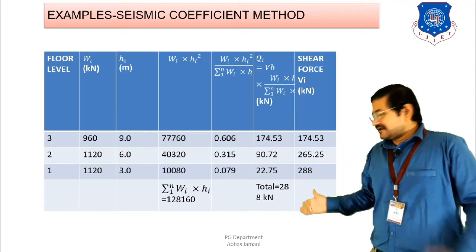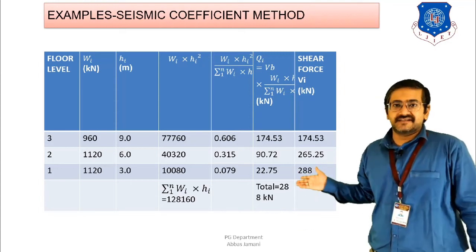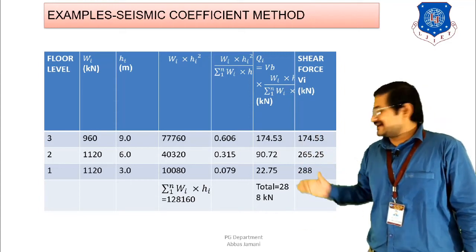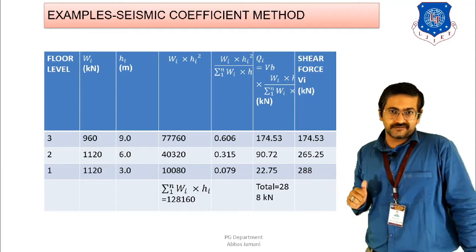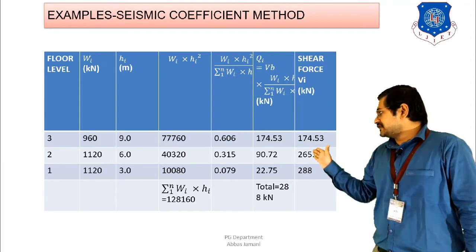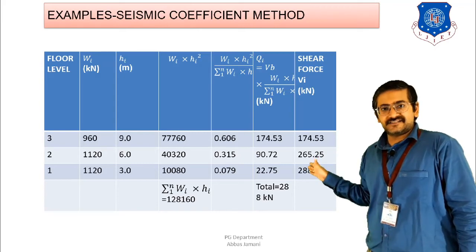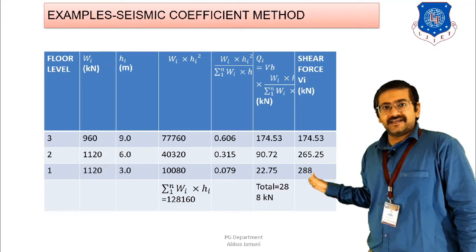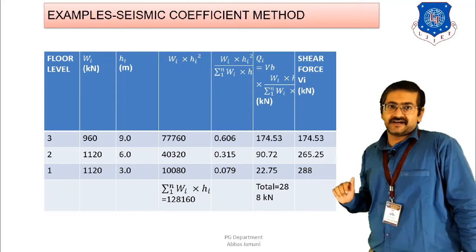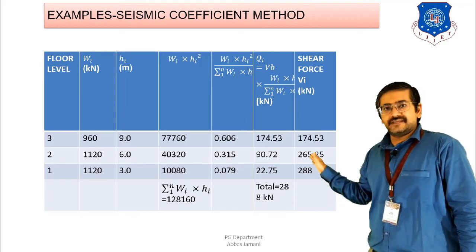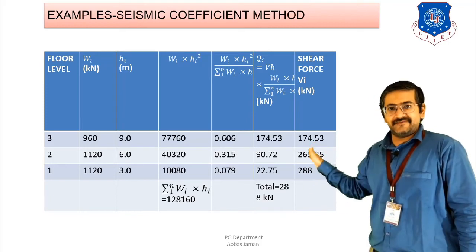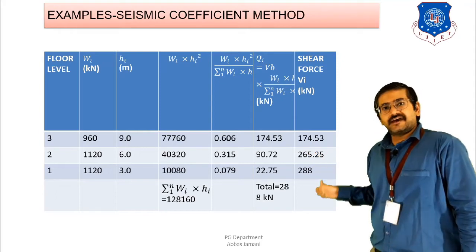So I am calculating from the reverse direction, that is 3, 2, 1, that is the roof level, first floor level and the ground floor level, right? Then I have the individual value of Wi that we have calculated: for roof we have the value of 960, for first floor 1120, and for the ground floor also 1120. And we know the height of the roof level from the ground is 9 meters, first floor is 6 meters, ground floor is 3 meters.